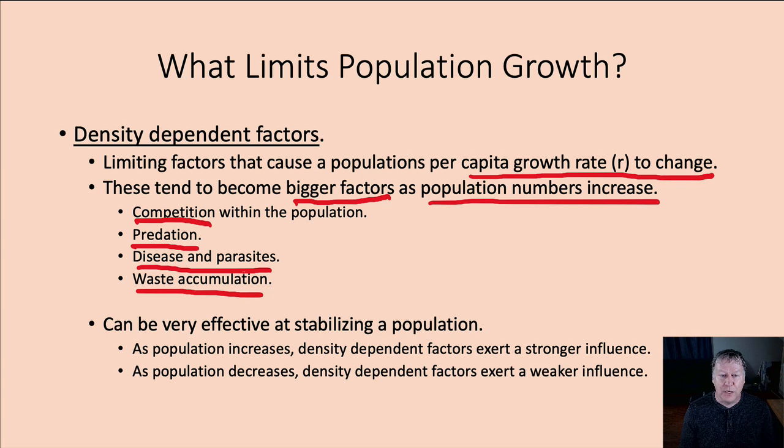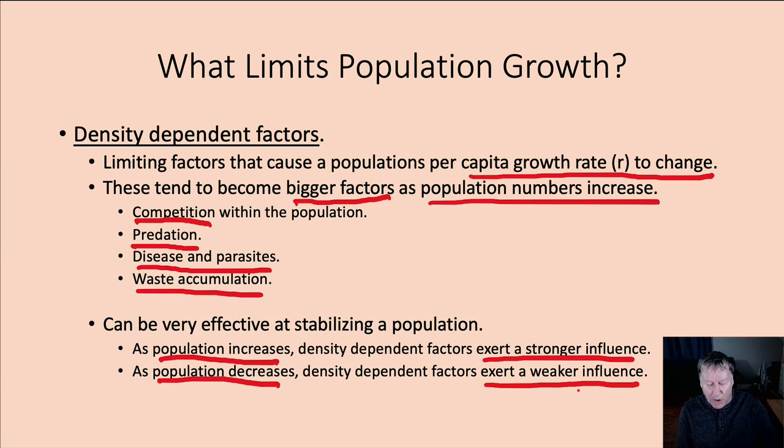Density-dependent factors can be very effective at stabilizing a population, because as the population increases, the density-dependent factors exert a stronger influence, slowing growth. As the population decreases, the density-dependent factors exert a weaker influence, and so the growth rate rises. In effect, density-dependent factors act as a negative feedback loop on population size.